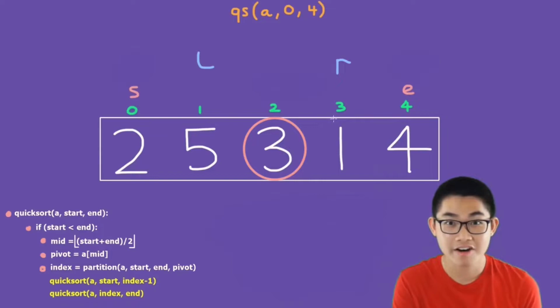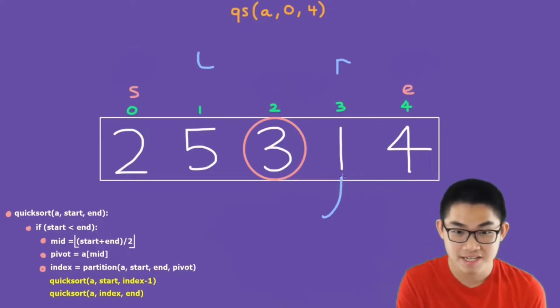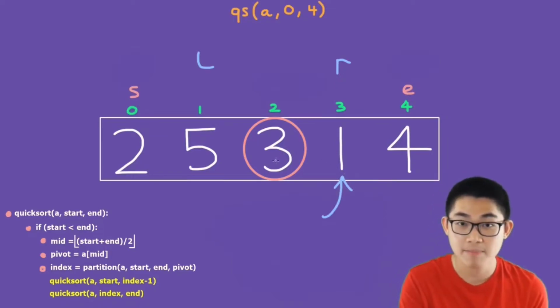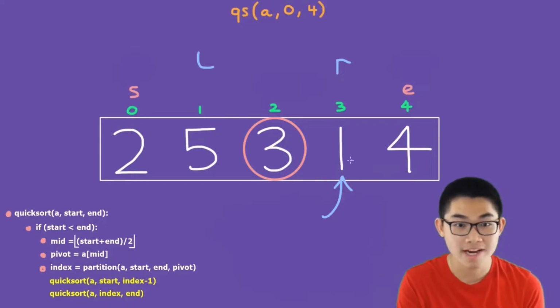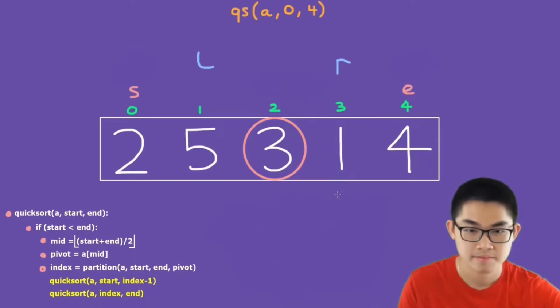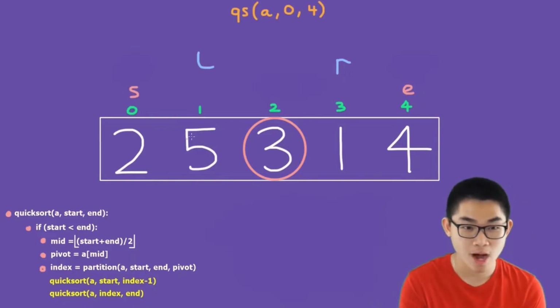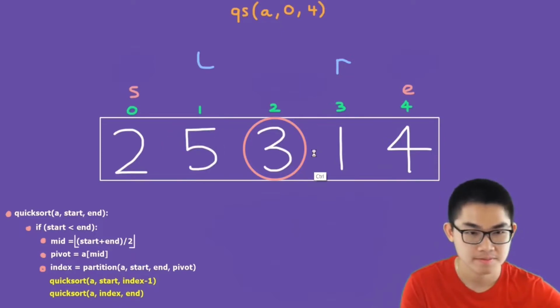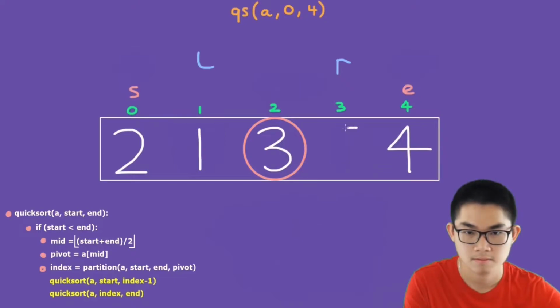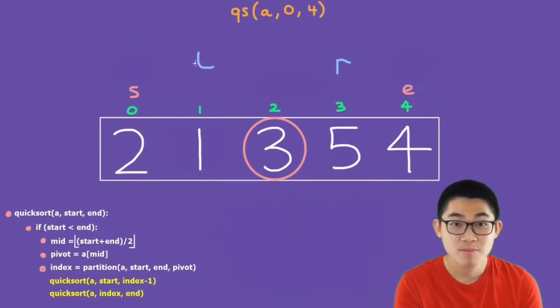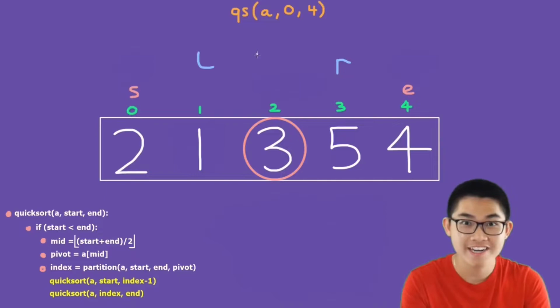And then we ask R again, hey R, look at this number. Is this number larger than the pivot? And R says, no, 1 is not larger than 3. And so we say, okay, R, stay there. And the last step is to swap these 2 numbers. We're going to swap these 2 numbers. And then we move L up, and then we move R down.